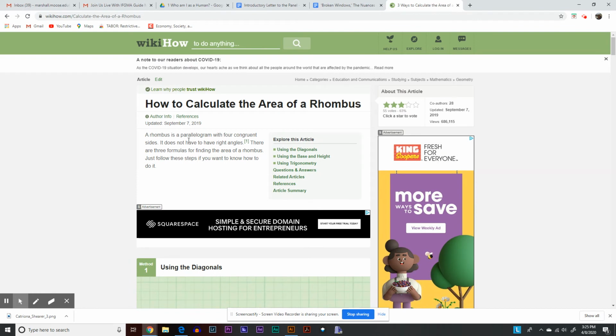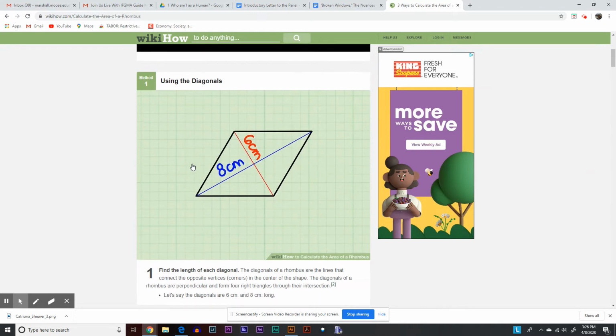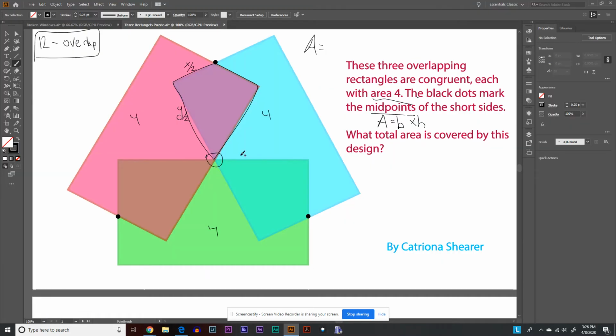And what this page says is that there are 3 ways that we could find the area of a rhombus. The first way that they give us is to use the diagonals. So that might have brought you back to your diagram. You might have started trying to calculate the lengths of some of these diagonals here, but you would have realized very quickly that becomes a major challenge.